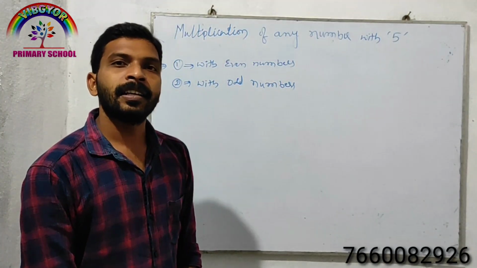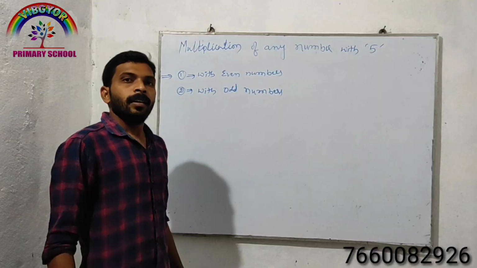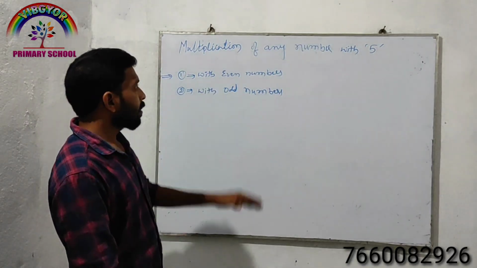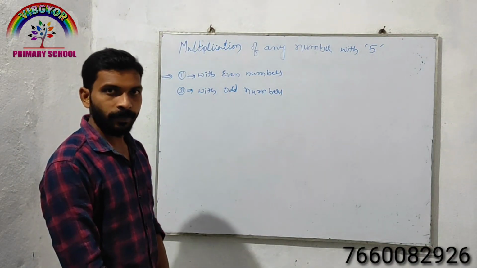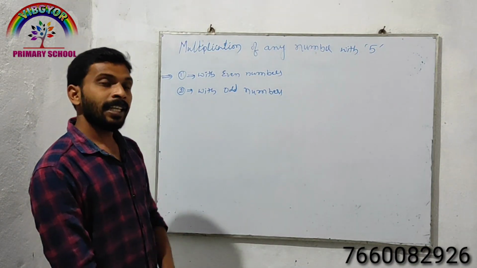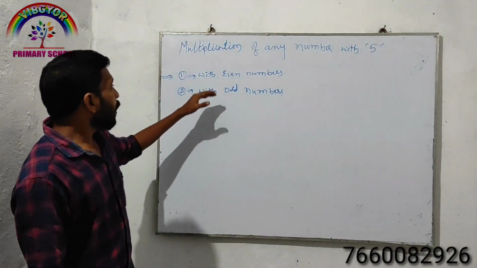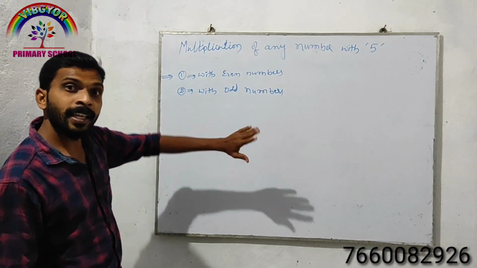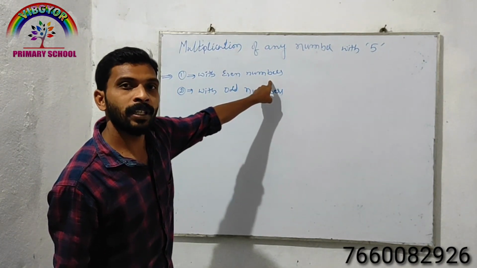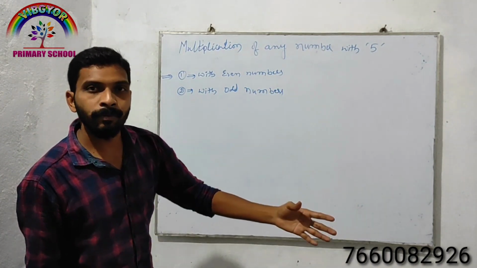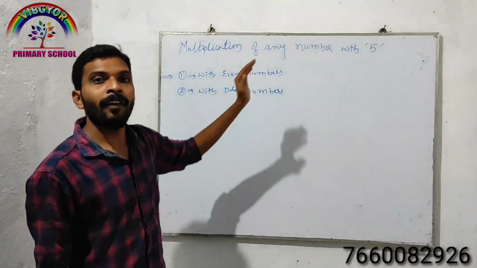Okay, let's start our today's topic. As you know, we are dealing with fast math tricks. In the previous lecture, we discussed multiplication of 5 with even numbers by using some examples. We have completed that in the first part. The next part is multiplication of 5 with odd numbers. But before going to the second method, once again I am going back to this first method. I am going to explain it by taking some more examples in a clear way, so that you can understand easily and do it without any doubt.